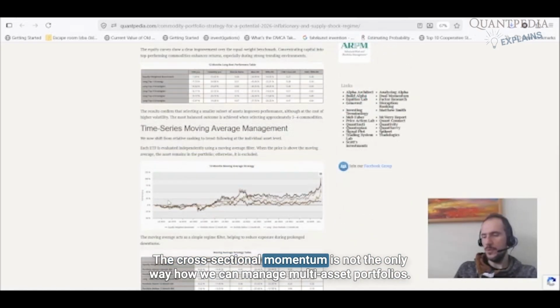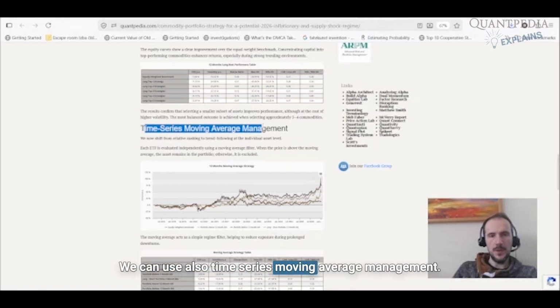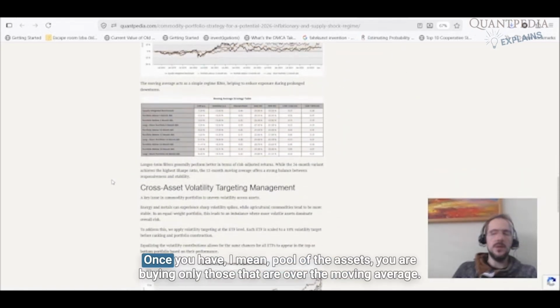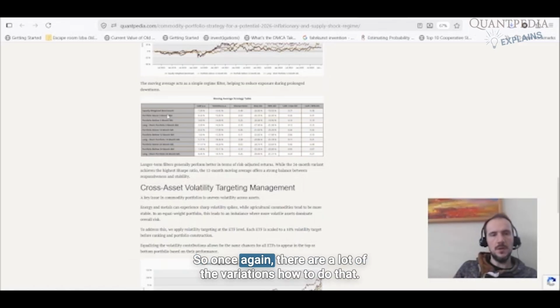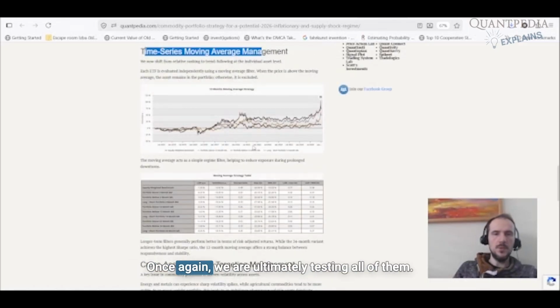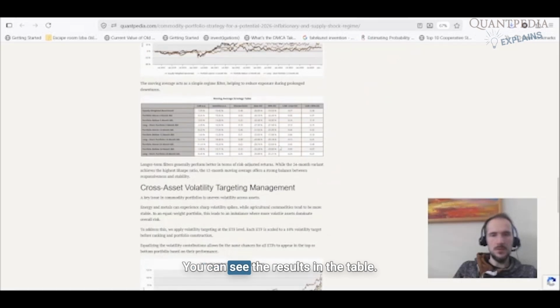Cross-sectional momentum is not the only way we can manage multi-asset portfolios. We can also use time series moving average management. How does it work? Once you have a pool of assets, you buy only those that are over the moving average. You can do it in a long short fashion or a long only fashion. Once again, there are a lot of variations of how to do that, and we are automatically testing all of them. You can see the results in the table.